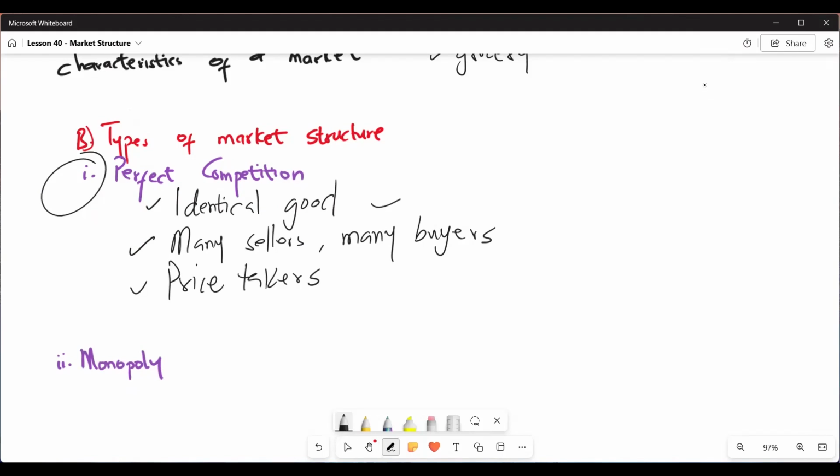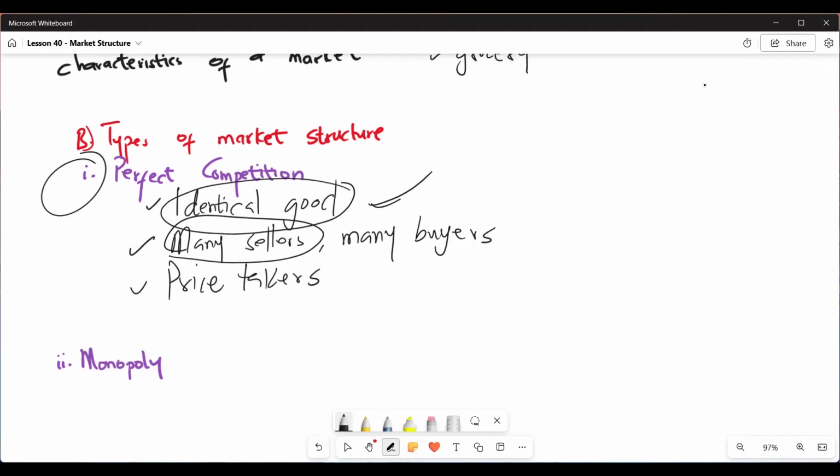So perfect competition is a market structure in which there are many sellers and many buyers in a particular industry selling a very identical good. This means that each firm has a relatively small share of the market because there are a lot of them in the industry. Because there are many sellers selling an identical good, any particular firm has literally no market power.